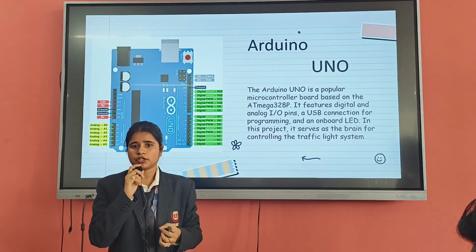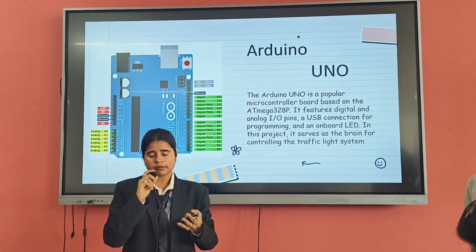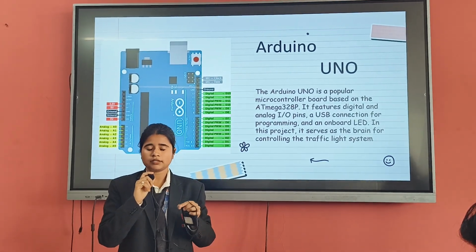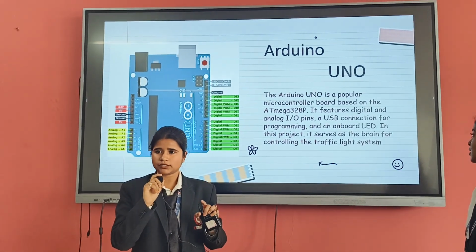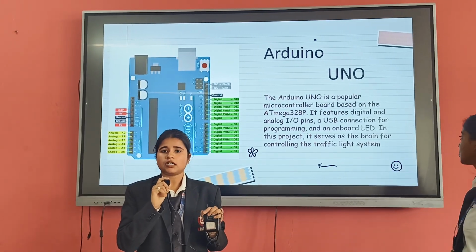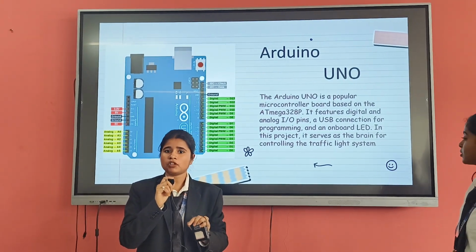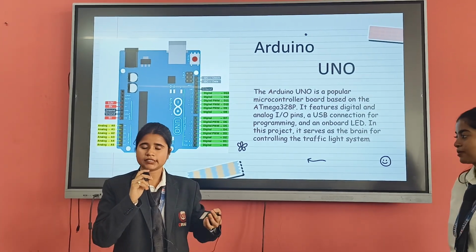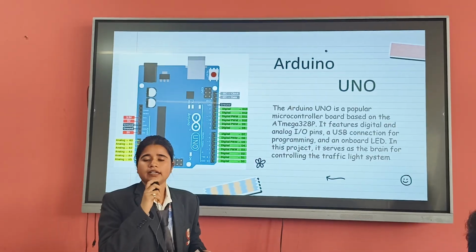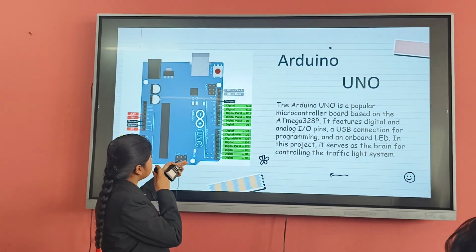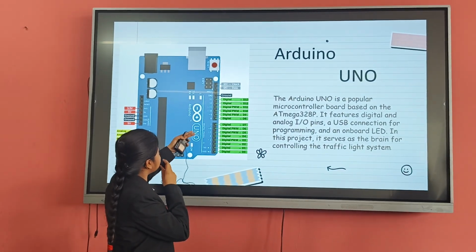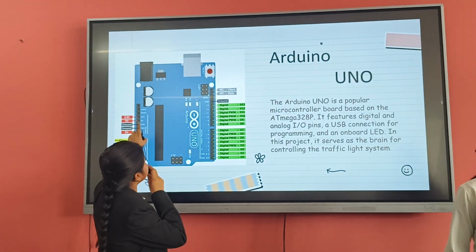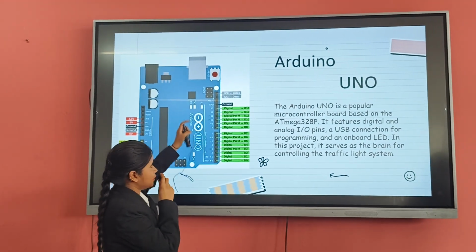Arduino is a microcontroller board based on the ATmega328P, which is one of the most popular boards. It has 14 digital pins, 6 analog pins, 3 ground pins, and 1 reset pin.